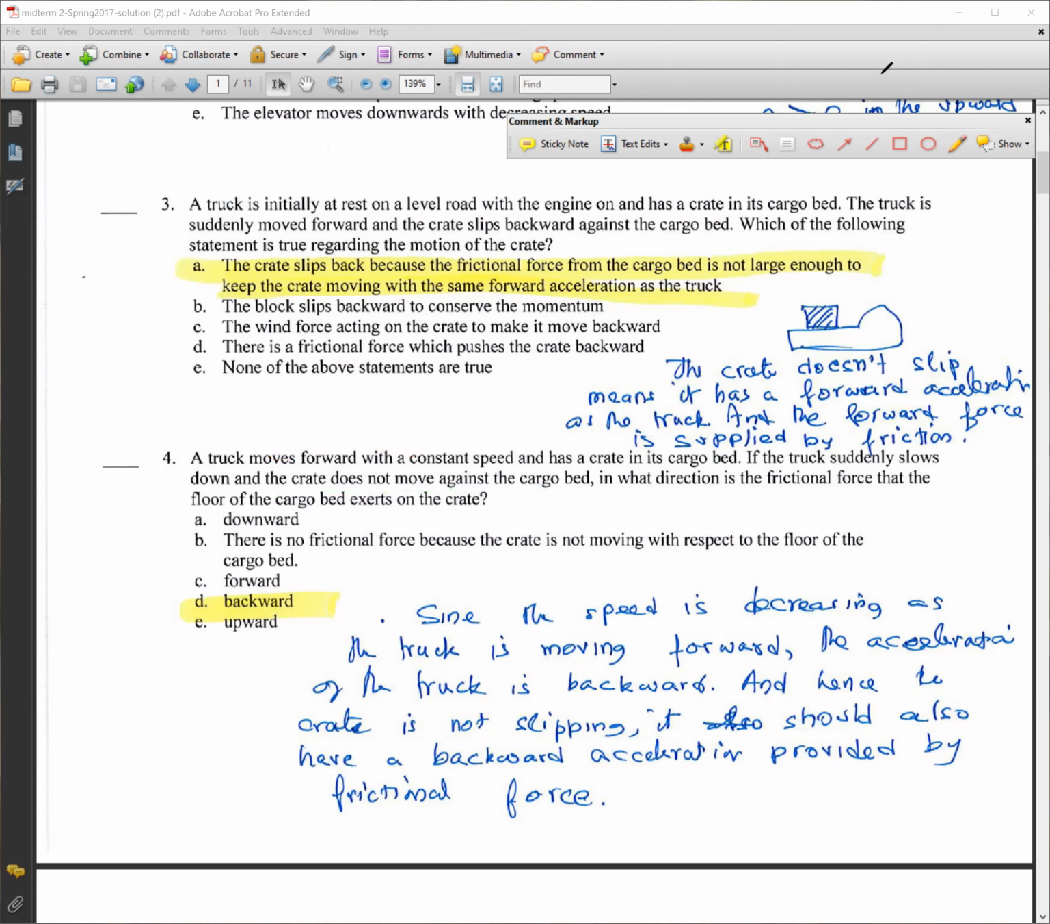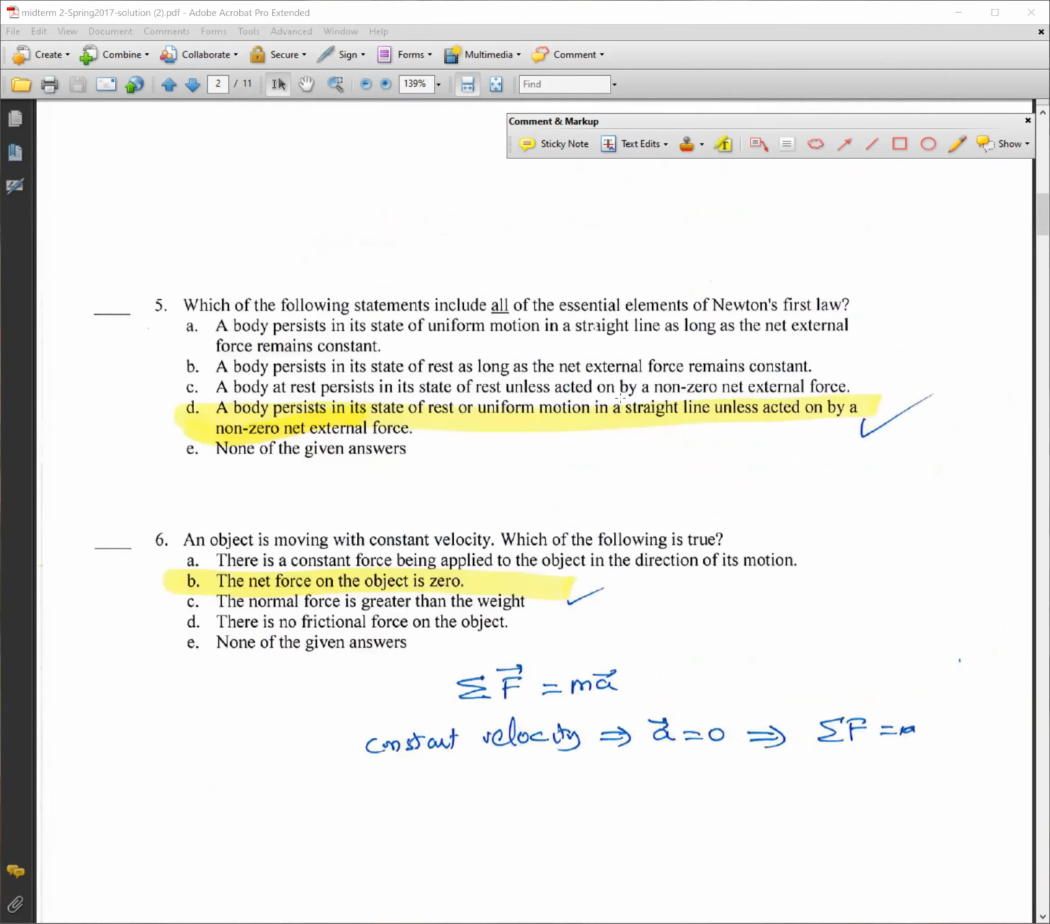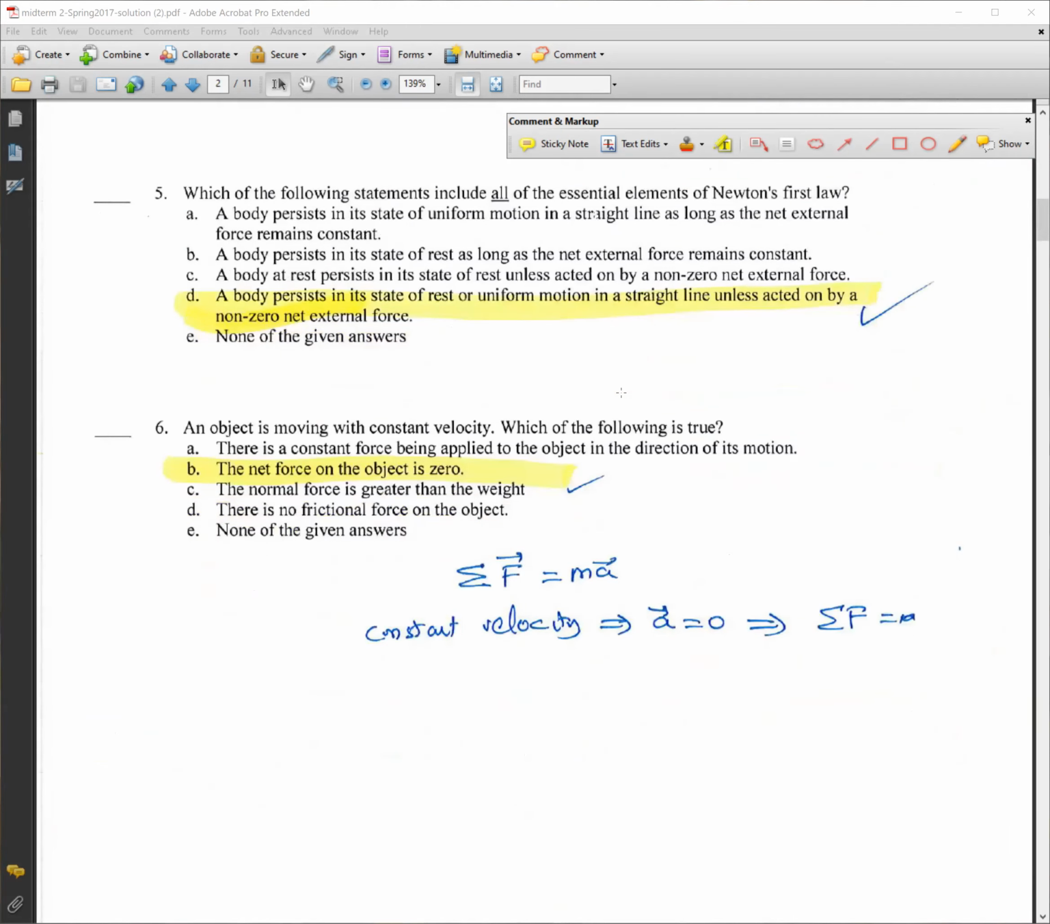Now, next question. Question 5. Which of the following statements include all of the essential elements of Newton's first law? Of course, Newton's first law says a body persists in its state of rest or uniform motion in a straight line unless acted upon by a non-zero net external force. So this one includes all the elements of Newton's first law.